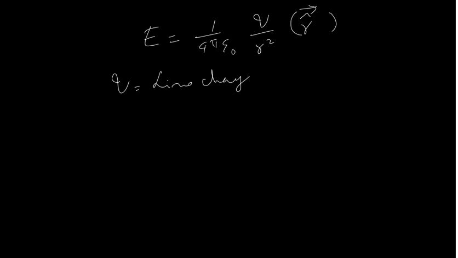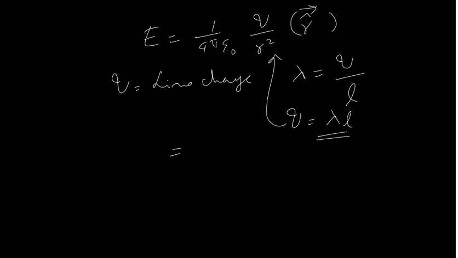Then what we have, charge density lambda equal to Q divided by L. So from here Q is equal to lambda L. So I replace that here. So then E due to a line charge equals 1 by 4 pi epsilon naught. You replace Q and I put lambda L divided by R square.